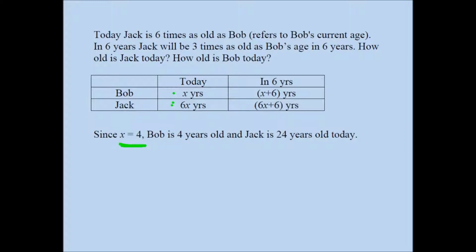So Bob has to be 4 years old. x is 4, so Bob has to be 4 years old. And if x is 4, Jack has to be 6 times 4, or 24 years old. So that's our solution. Bob is 4 years old and Jack is 24 years old.